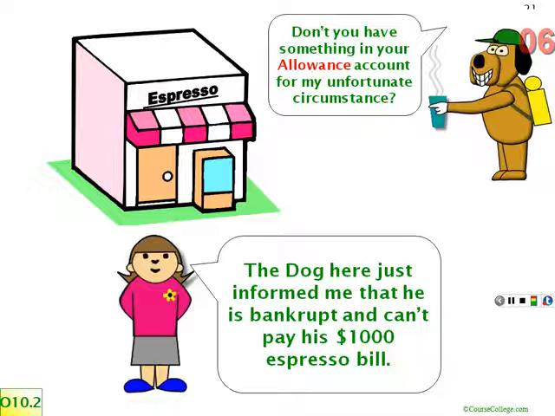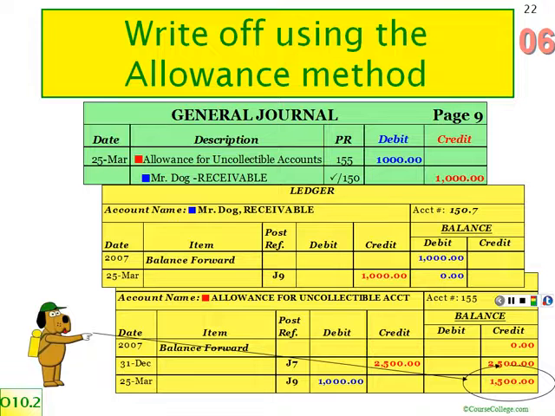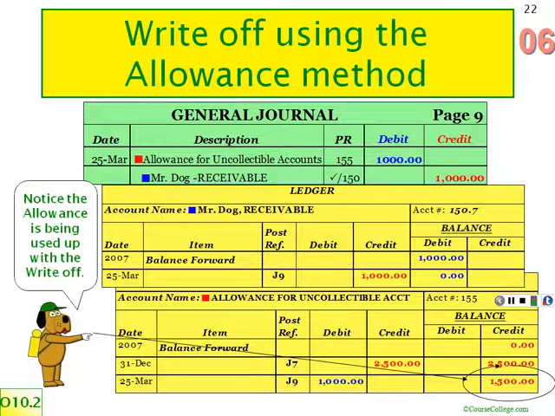Here the dog says, after a year of getting lattes on account from the proprietor, gosh, you know that $1,000 I owe you, I'm broke and I'm leaving and I'm not going to be able to pay you, sorry, but don't you have an allowance for me? She does. She doesn't like the fact that she has to use it for this particular customer, but it is what it is. And so she opens up her journal when she learns this and tells her accountant to do this, and away goes the dog receivable.